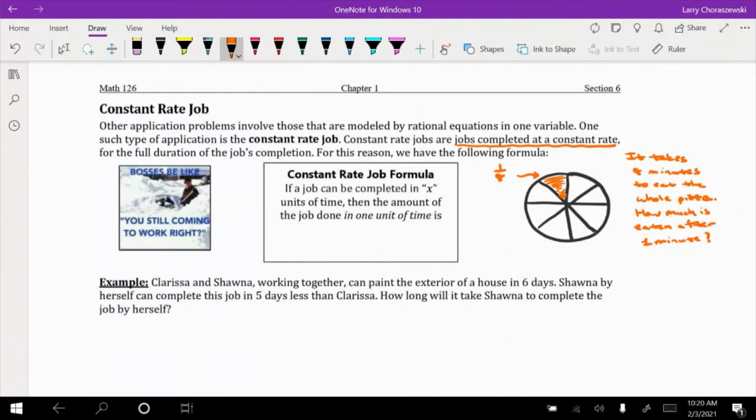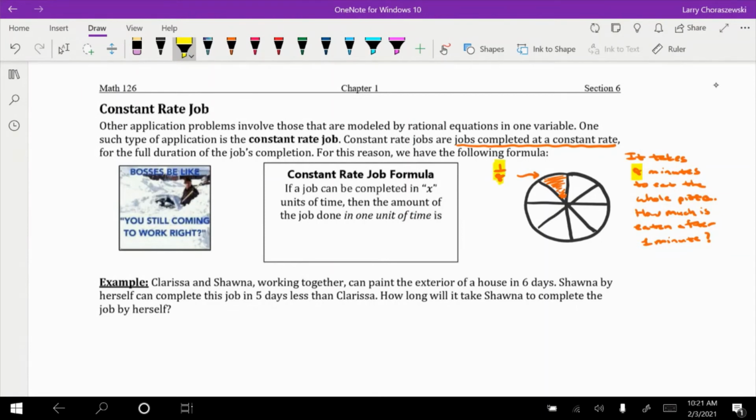If we're under the assumption that a job is being completed at a constant rate, there's always going to be a connection between the total time it takes to do the job and the amount of the job done after 1 unit of time.